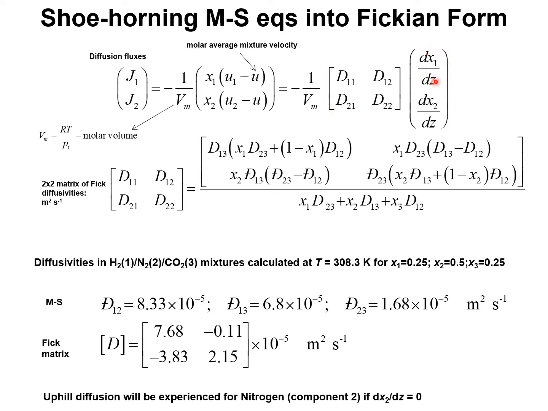times dx1 dz, and D21 is large and negative, and therefore we should experience uphill diffusion for conditions in which we can ensure that dx2 by dz is 0. Let us see if this expectation is borne out in experiments.